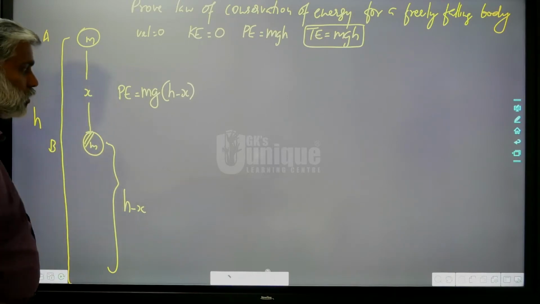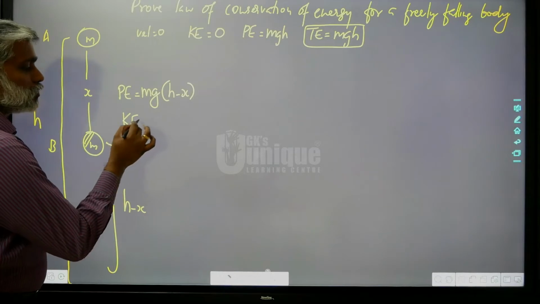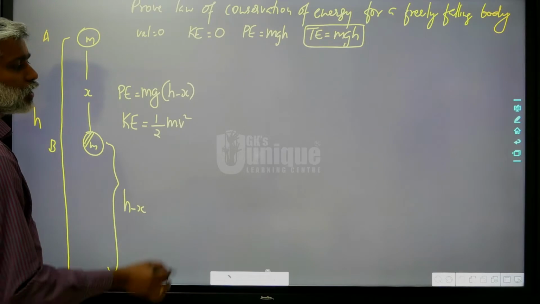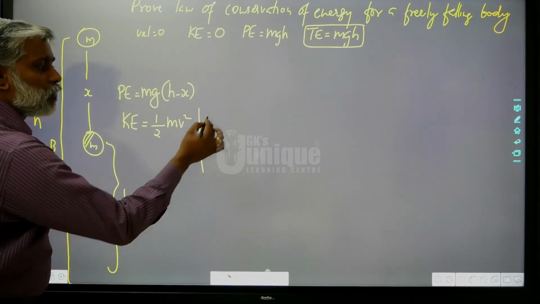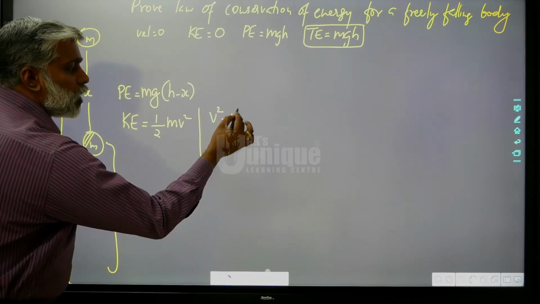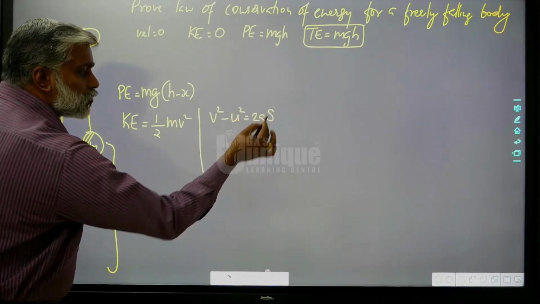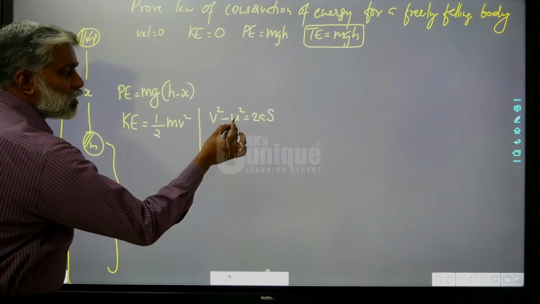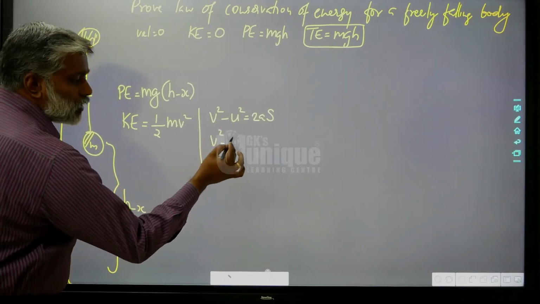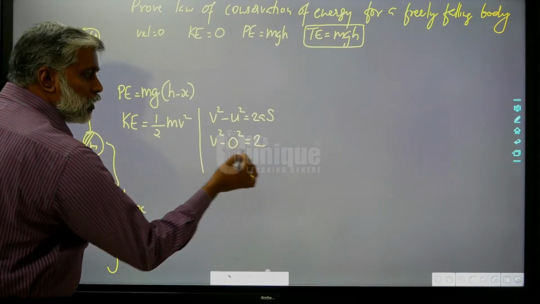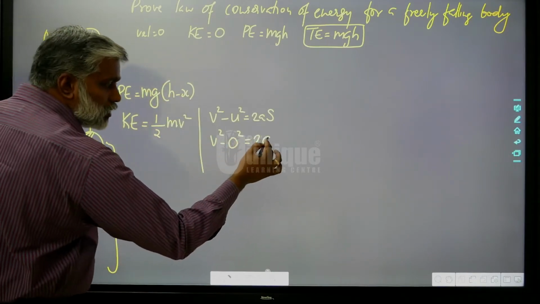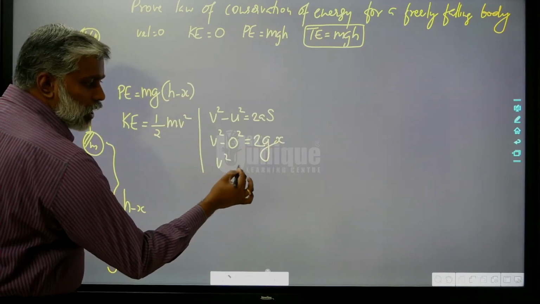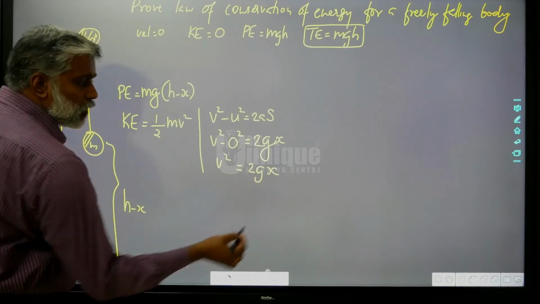Okay, then at this position your body will be moving down. So it will have a velocity. So it will have a kinetic energy. So kinetic energy is equal to half mv square. No problem. Then see, I don't know what is v square. We know the equation v square minus u square equal to 2as. This is the initial position of your body. So what is the initial velocity? 0. So v square minus 0 square equal to 2. Your body falling down, so a means g. How much distance it has covered? x. So v square equal to 2gx. No problem. Then put here.